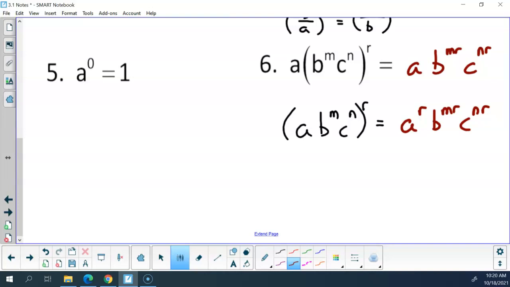Questions, comments, concerns about the properties of the exponent? So M was like 5 and R was 2. Here, it was so it'd be B to the 10th power.